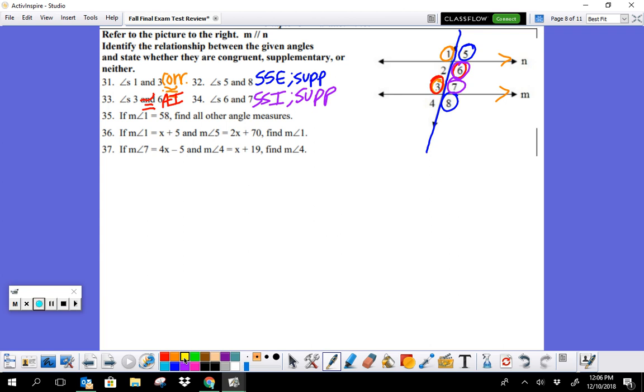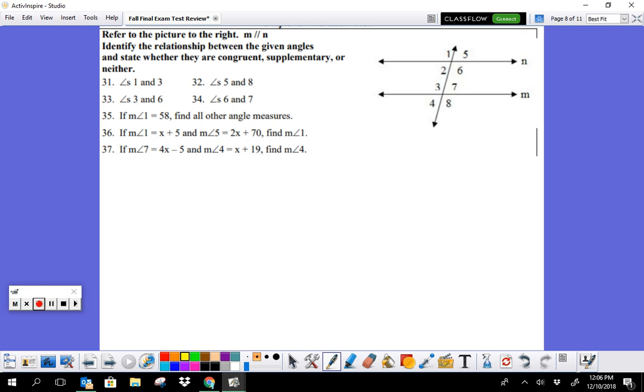Okay, this next one, the measure of angle 1 is 58. Find all the other angle measures. I'm going to clear this so that I can see all this. So 58 is here. I know vertical angles are really easy, so I'm going to say that that's 58. There's a bunch of different ways we could go from here. I know that angle 1 and angle 5 make a straight line, so that's a linear pair, and that angle is going to be 122.